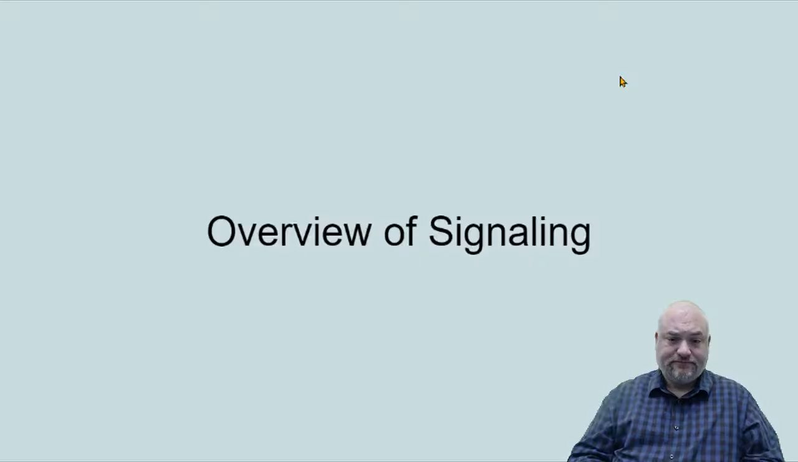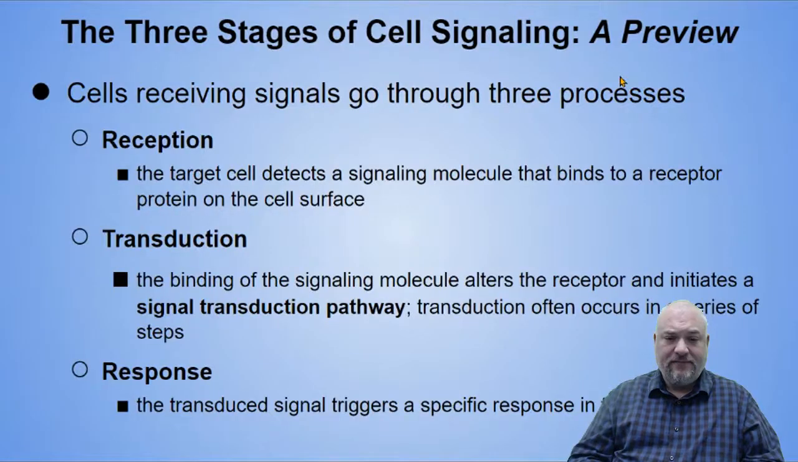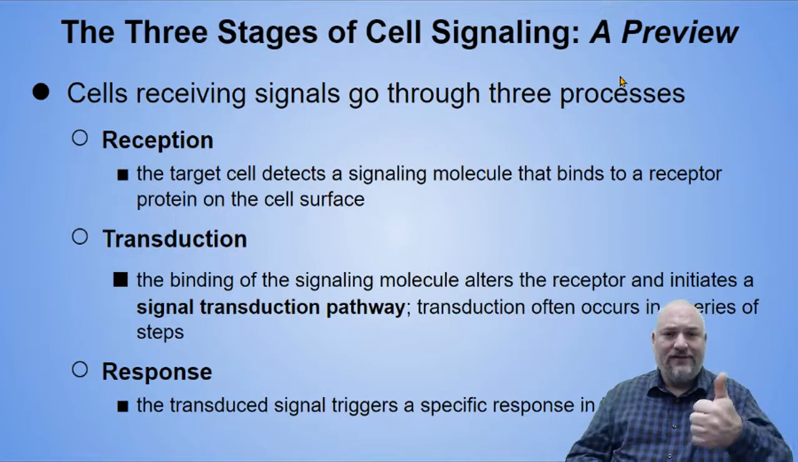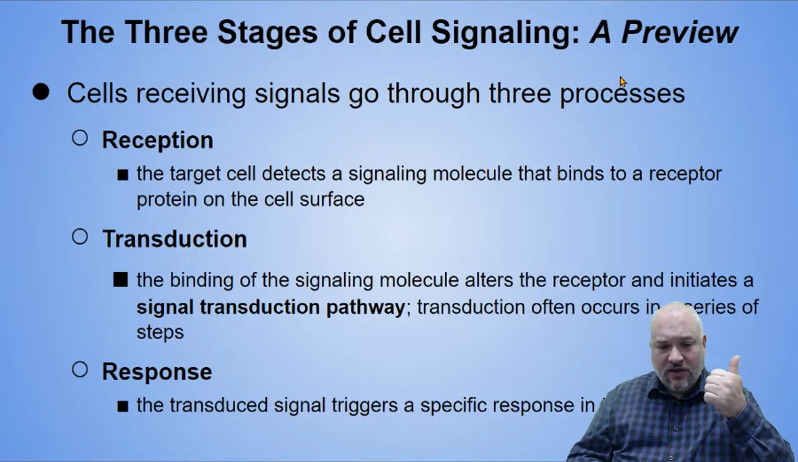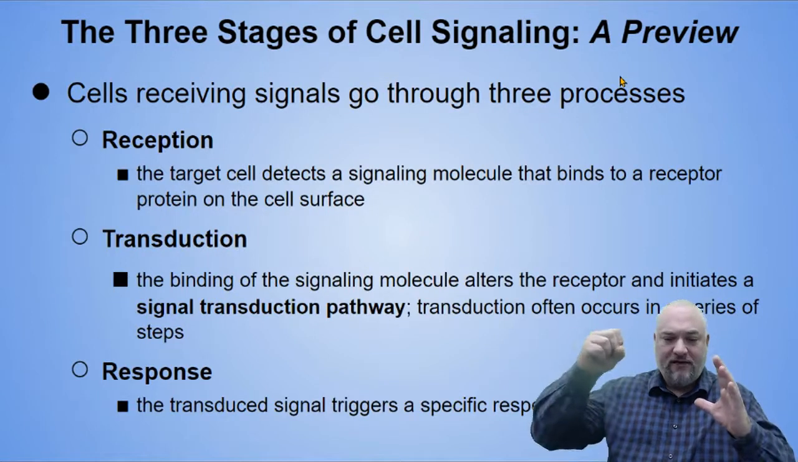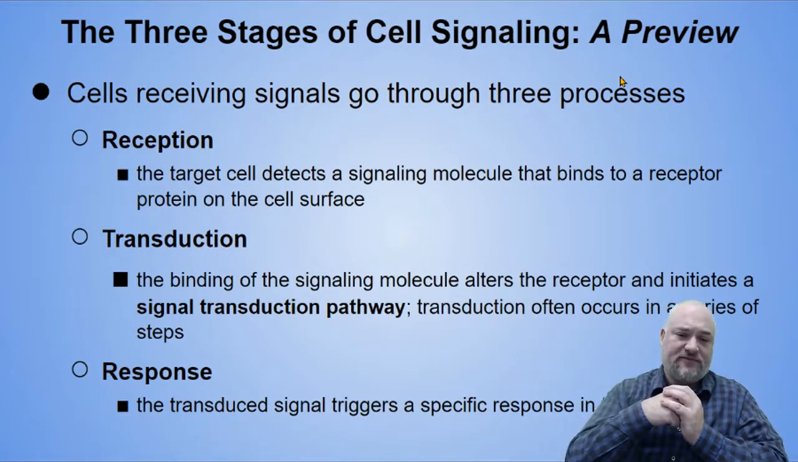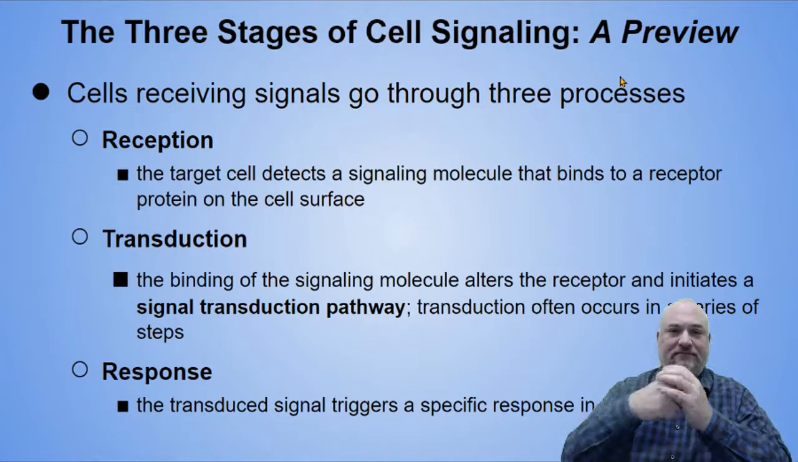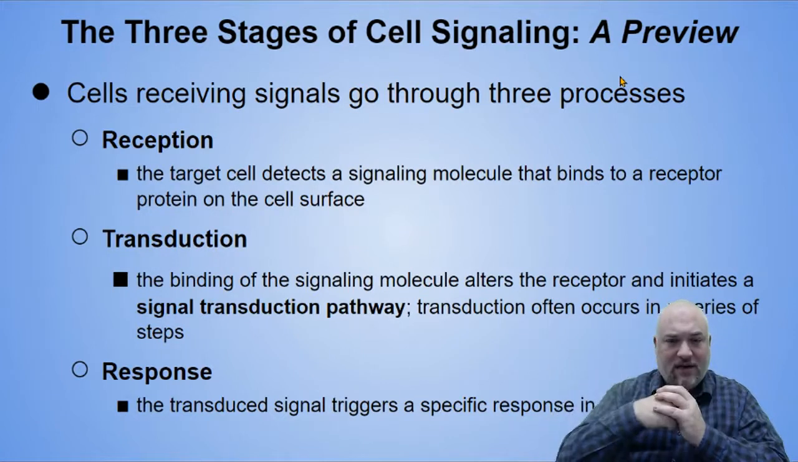Let's get moving. So let's do a brief overview of signaling. Cells receiving signals go through three main processes. One, they got to receive the signal, right? The target cell detects a signaling molecule that binds to a receptor protein on the cell surface. So that's the first step. Signal's got to get there and bind.